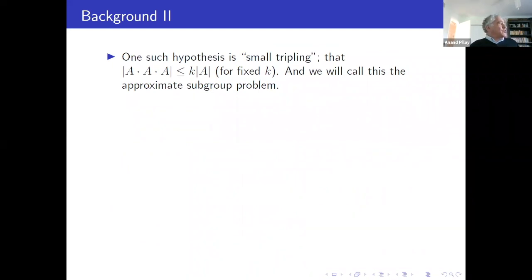So the idea is A should look a little bit like a subgroup in some fashion. And the small tripling assumption is that the size of A times A times A, the collection of something in A times something in A times something in A, a finite set, is at most K times the size of A for some fixed K. And so we put this assumption on, and we'll call this the approximate subgroup problem, or regime, if you want to use the word regime. Okay.